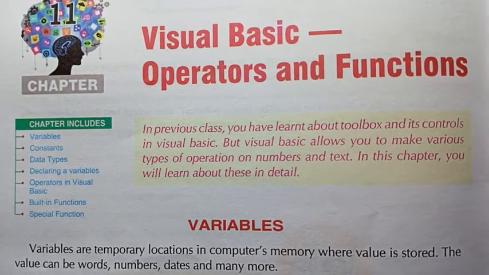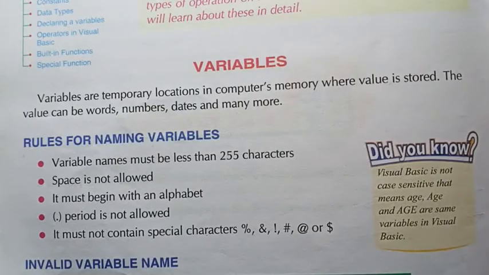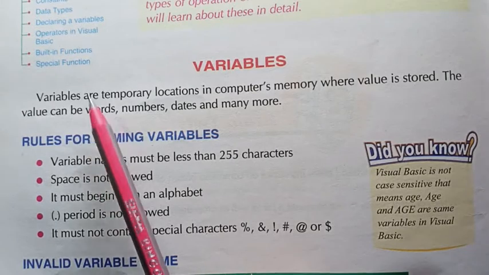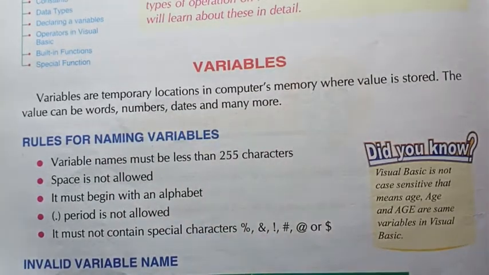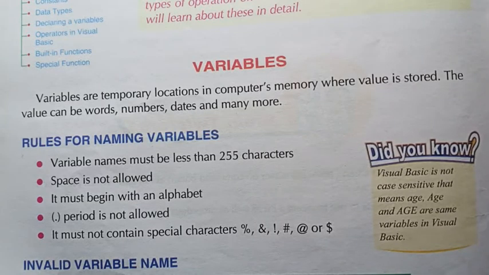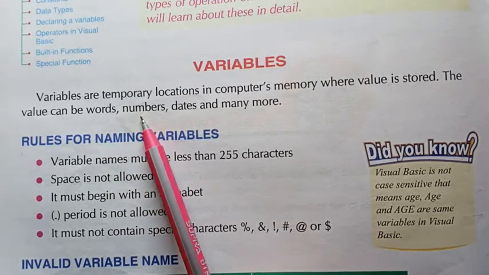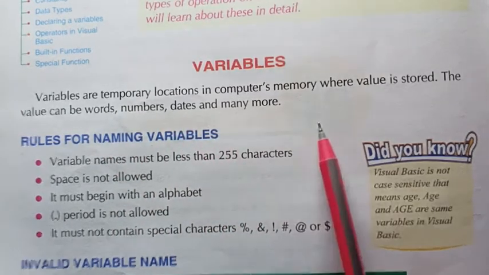The same concept is used in Visual Basic, and you have learned the same concept in QBasic also. So we say that variables are temporary locations in the computer's memory. These are temporary, not permanent, because the values will keep on changing. Now, what can be a variable? A variable can be any word, a number, a date, or anything else.